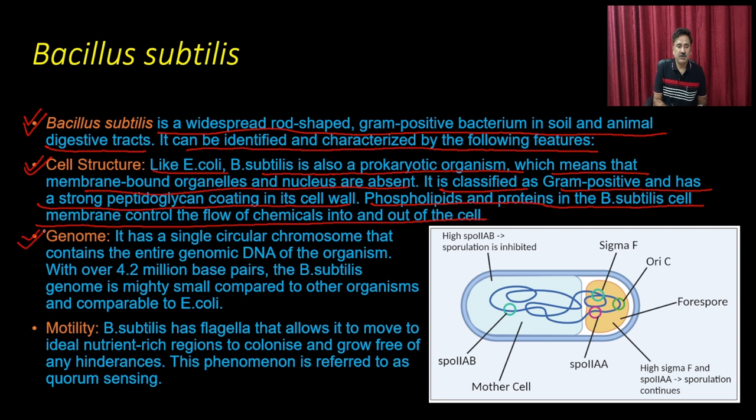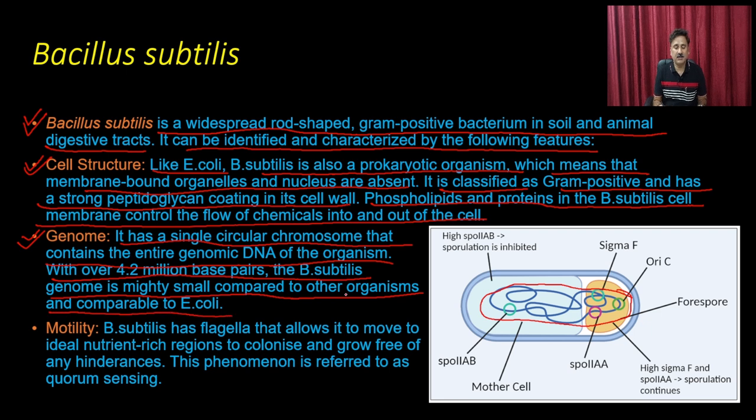Then talking about the genome, it has a single circular chromosome that contains the entire genomic DNA of the organism. This is what you see here, right? This is the circular chromosome. With over 4.2 million base pairs, the Bacillus genome is small compared to other organisms and compared to E. coli. So, it has a lower genomic DNA size compared to E. coli.